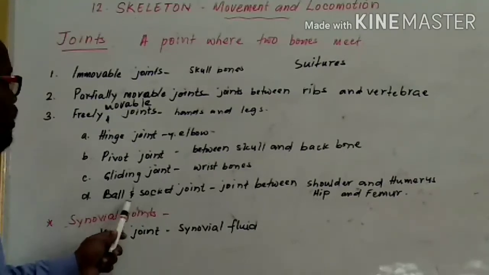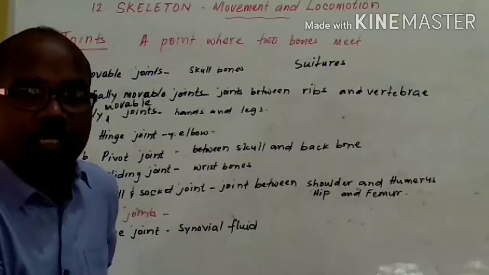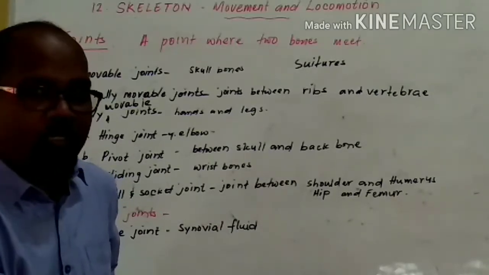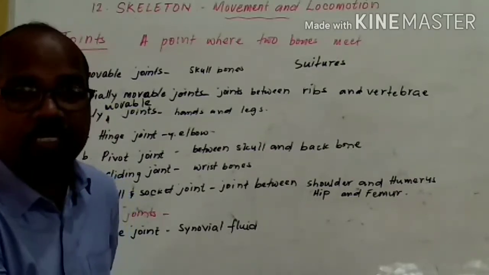The fourth one is ball and socket joint. In the pelvic, the girdle that we have studied, pelvic girdle here.